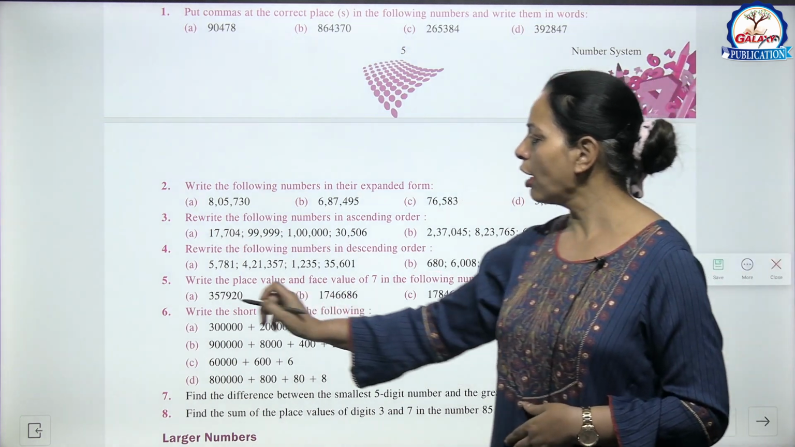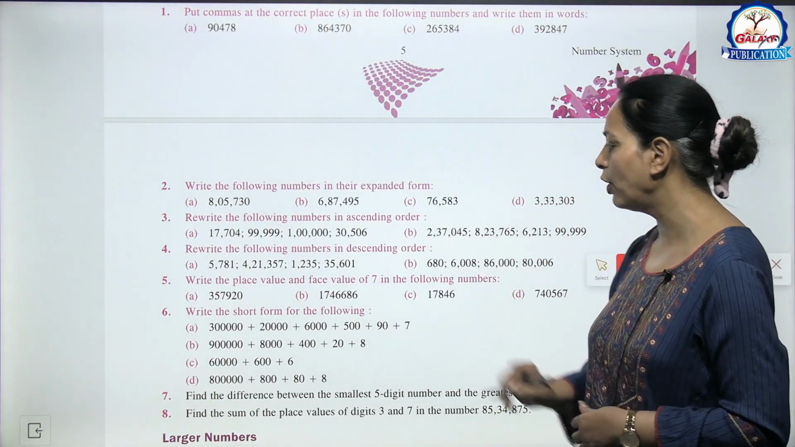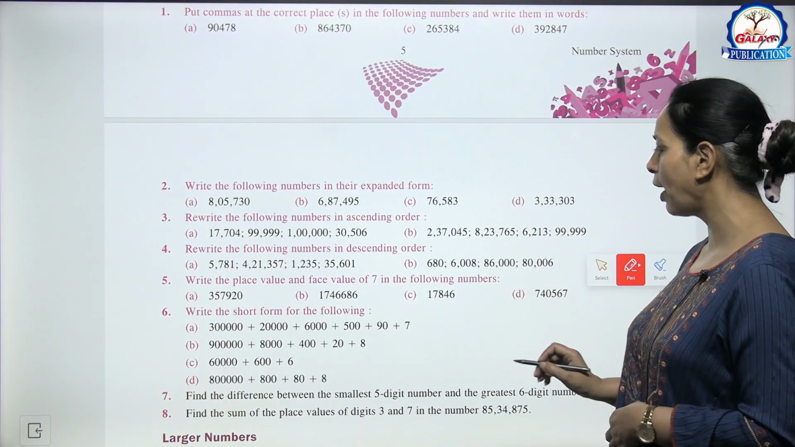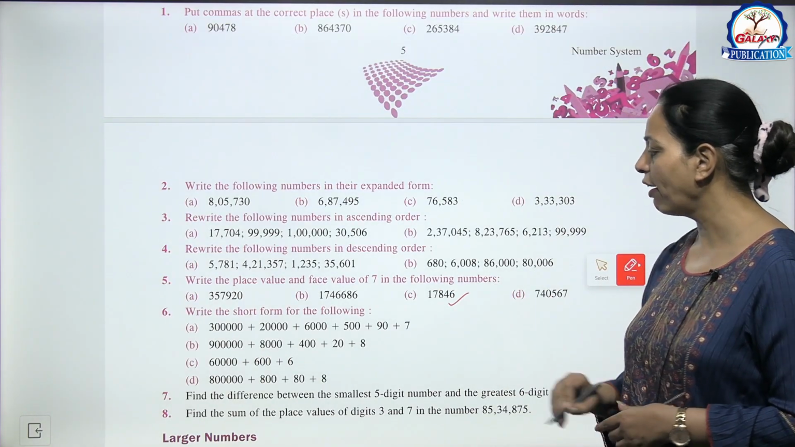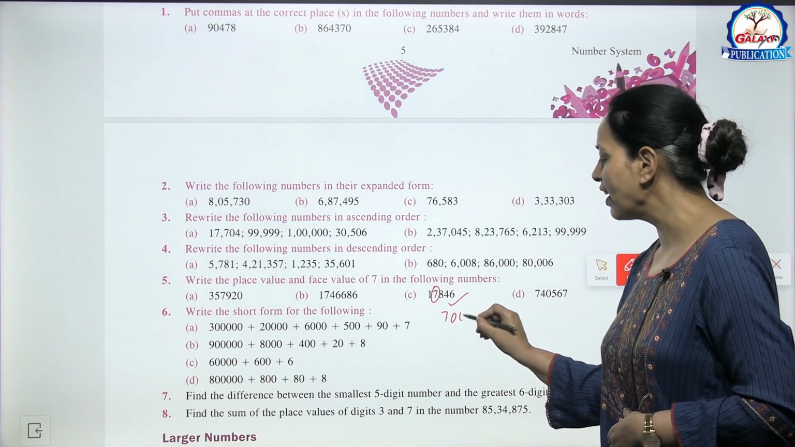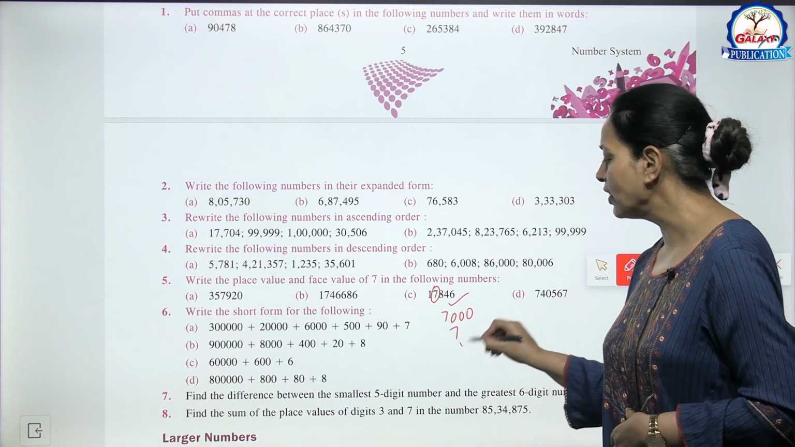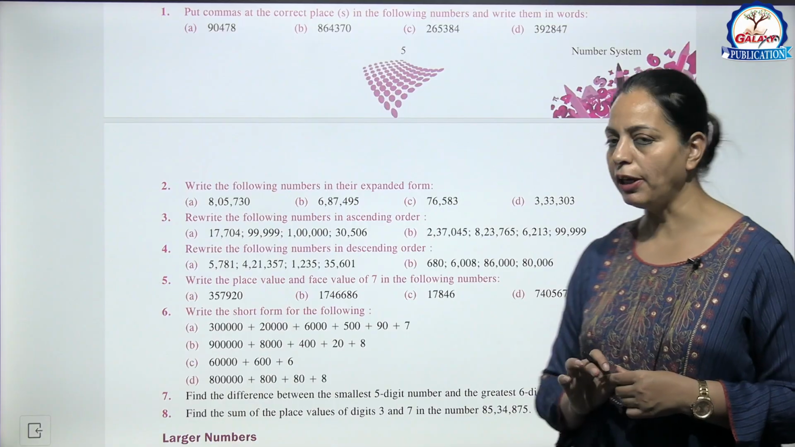Now here come to question number 5. Write the place value and face value of 7 in the following numbers. Like C part, 17,846. So what is the place value? That is 7,000 and face value, that is 7. Similarly you can try the remaining parts.